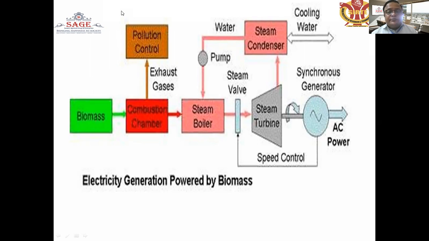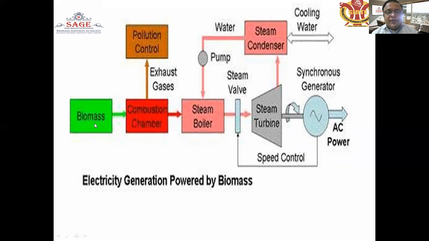This is another type, in which all the processing is shown here. This is the biomass which is carried from outside to the combustion chamber. It is the biomass after processing, going to the steam boiler. After the combustion chamber and steam boiler, the steam is taken for pollution control. Exhaust gases come from the combustion chamber and go into the pollution control chamber.